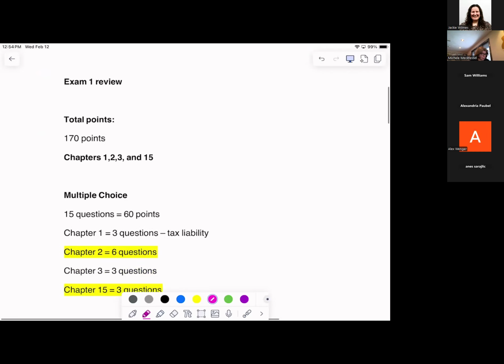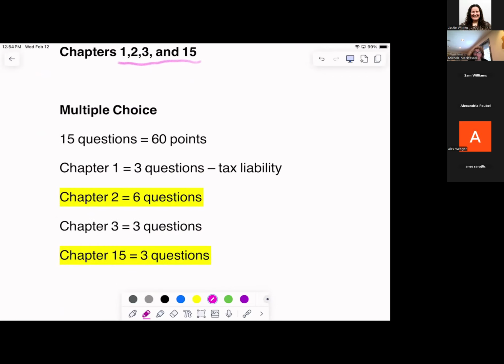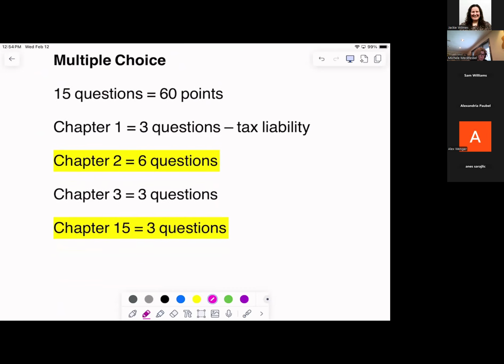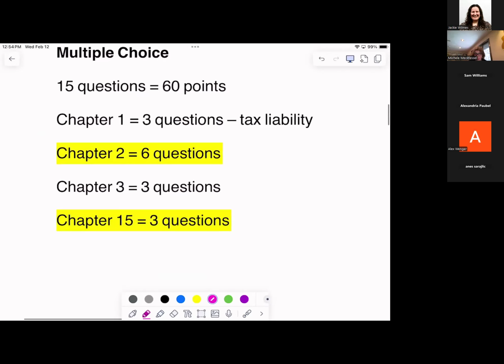All right, so now let's talk about the exam, okay? So our first exam, all right, it's 170 points total. Remember that it covers chapters 1, 2, 3, and 15. You have a multiple choice section and a free response section. You've got 15 multiple choice questions, 60 points total. From chapter 1, there are 3 questions.